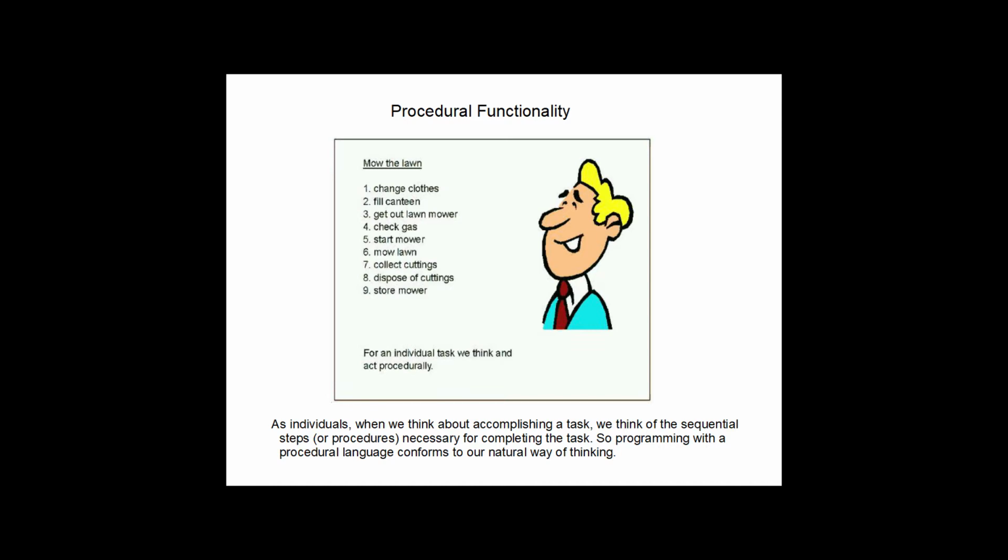We have thought and acted procedurally to complete this task. When we want to accomplish something ourselves, we think procedurally, step by step. How are we going to accomplish it? As human beings, this is our natural way of thinking. As programmers, creating applications with a procedural language feels natural to us. It conforms to our natural way of thinking.